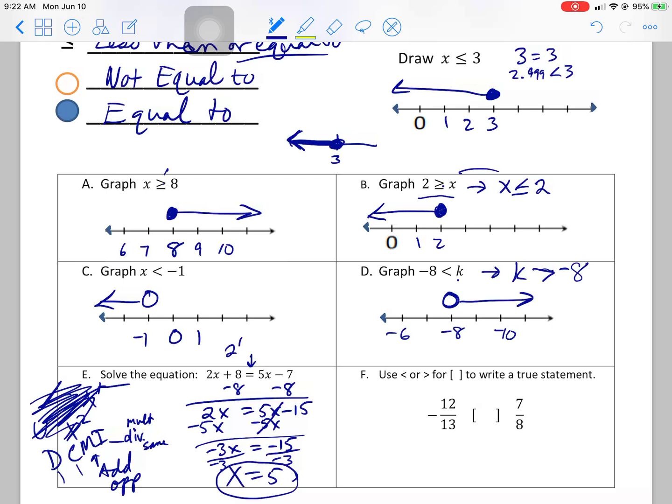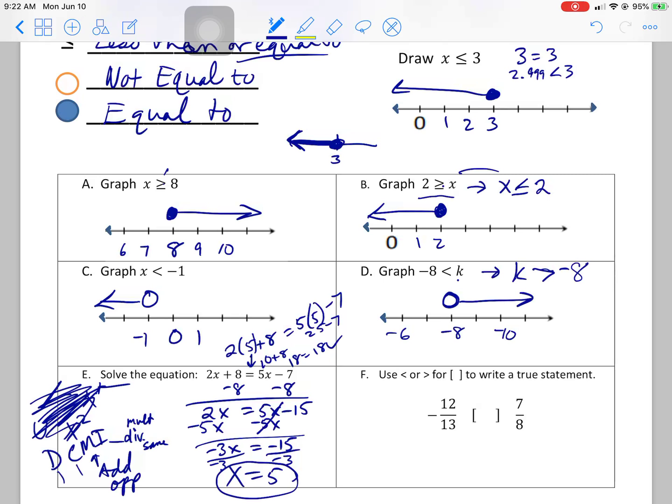You can check. 2 times 5 plus 8 equals 5 times 5 minus 7. So that's 10 plus 8. That's 18 on one side. 25 minus 7 is 18. Okay? So you can always check a linear equation.